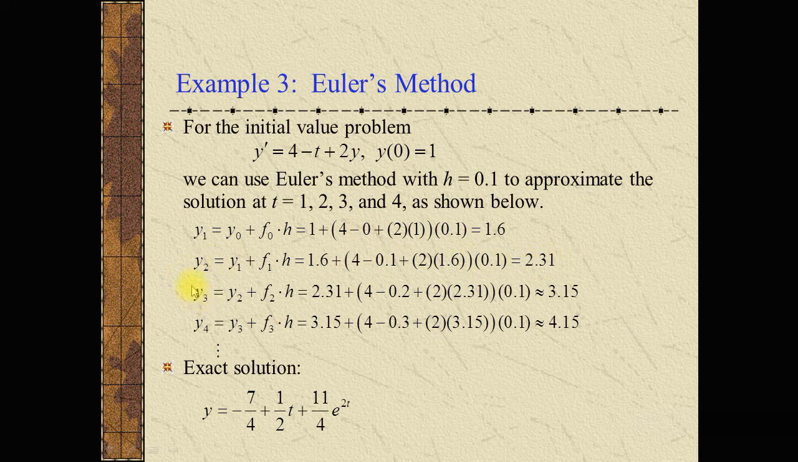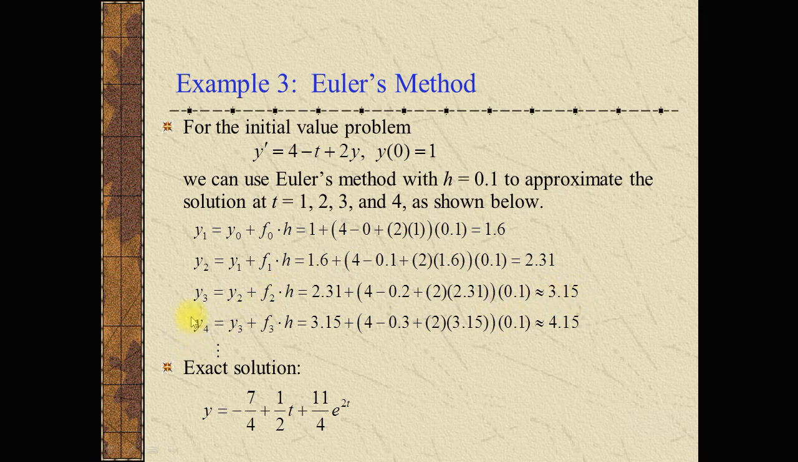Now for n is equal to 2, we obtain y3 is equal to y2 plus h into the function at t2 and y2. Putting the value of y2, 2.31, plus 4 minus t2 plus 2 y2. The y2 value is 2.31 and the t2 value is 0.2 according to the step size 0.1. The first value of t0 is 0, t1 is 0.1 and t2 is 0.2. Now after simplification, we obtain the y3 approximate solution is equal to 3.15.